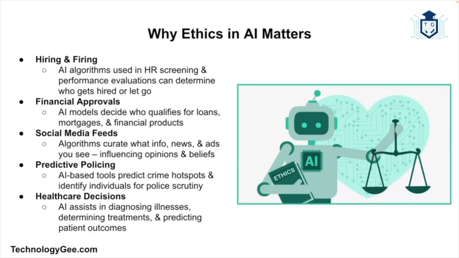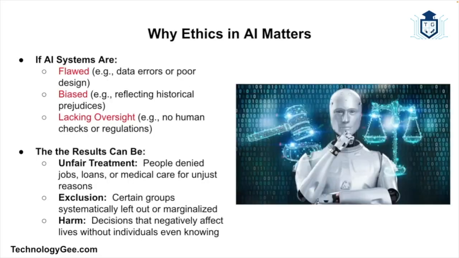Well, AI is already making or influencing decisions that affect who gets hired or fired, who gets approved for a mortgage or a loan, what news you see on your social media feed, whether you get stopped by police in a predictive policing system, or how your medical treatment is decided. Now, if those systems are flawed, biased, or lack oversight, then bad things can happen. And people can be unfairly treated, excluded, or even harmed. And the worst part, they might not even know why it's happening. So let's break down what's really going on behind the scenes.